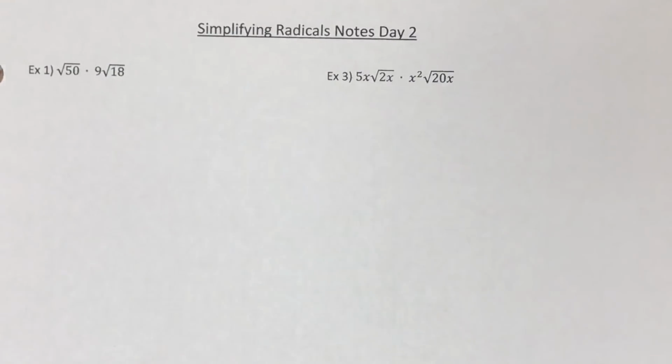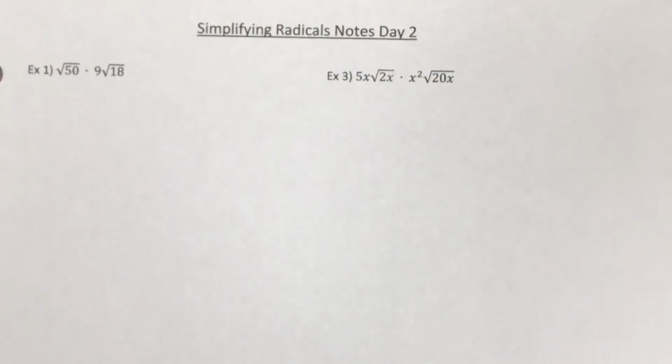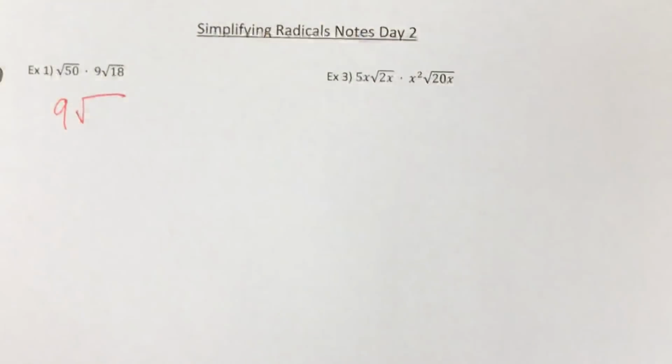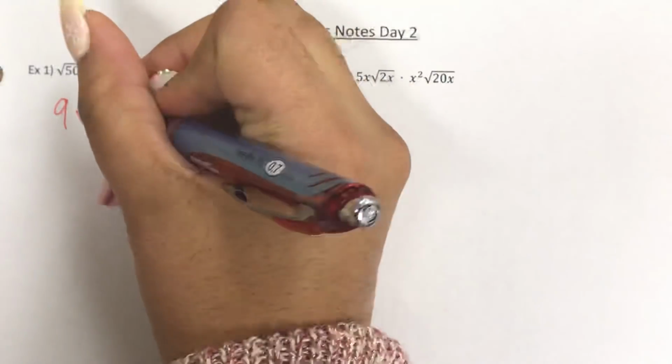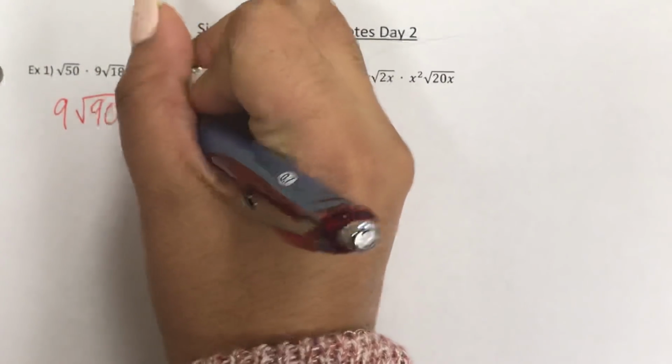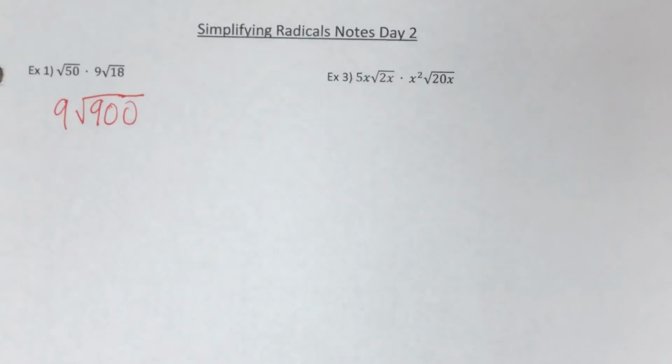Simplifying radicals day 2. So first we are going to multiply the outside part of the radical, and we're going to multiply the inside part of the radical. So on the outside I have a 9, that's all I have, so I'm going to put a 9 on the outside, and then 50 times 18, 900. So now I have one radical instead of 2, and I'm going to simplify this.